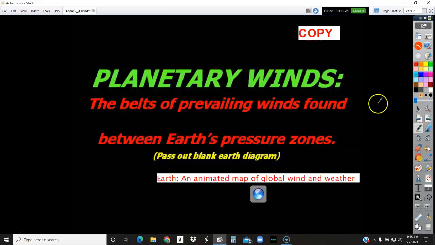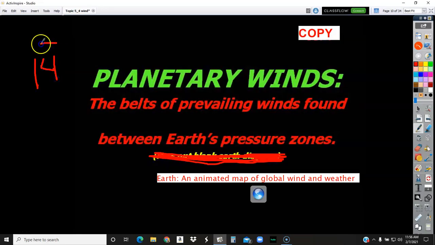All right, planetary winds. In your notes, don't worry about where it says pass out blank diagram. You don't need to do that. In normal school, I would pass out a blank diagram and we draw the winds, but actually the wind belts are in your ESRT. Maybe pause the video, grab your reference table, and go to page 14, and you will see the planetary wind belts as a globe map that shows you the wind belts.